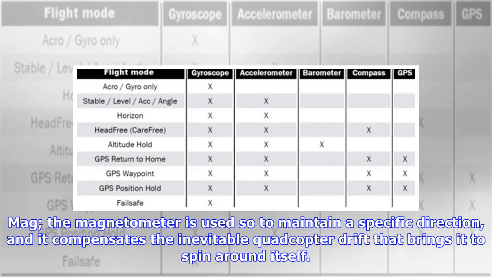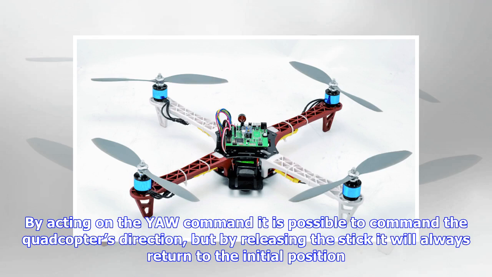The magnetometer is used so as to maintain a specific direction, and it compensates the inevitable quadcopter drift that brings it to spin around itself. By acting on the yaw command, it is possible to command the quadcopter's direction, but by releasing the stick it will always return to the initial position.